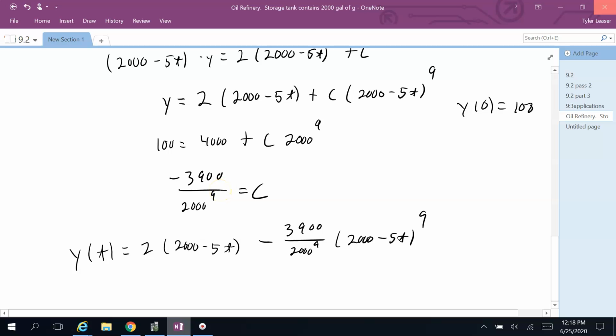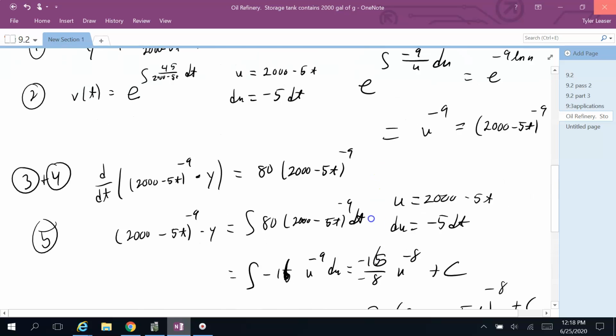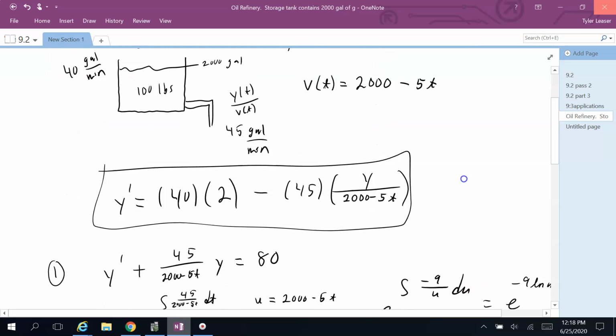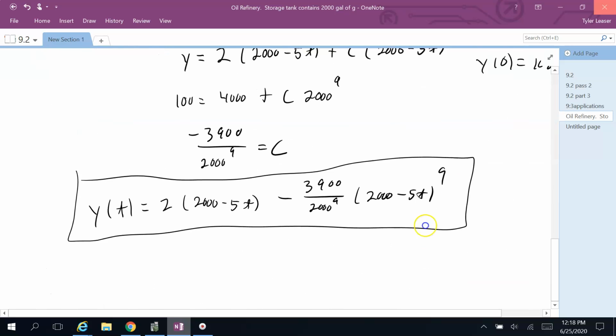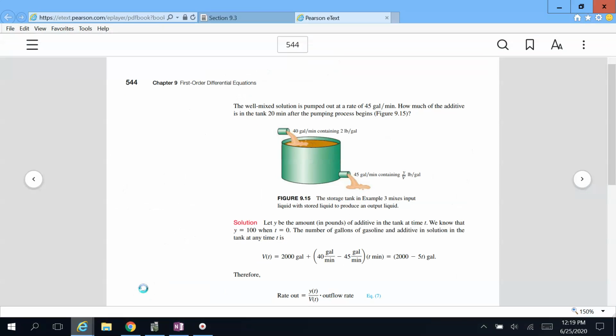This still isn't done. This is the answer to that differential equation, and usually these are going to look pretty awful, but the question itself was asking how much of the additive is in the tank after 20 minutes. Our t was in minutes, so at this point we would just plug in 20 to get the final answer. And I'm just going to go to the book here and grab the book's answer.